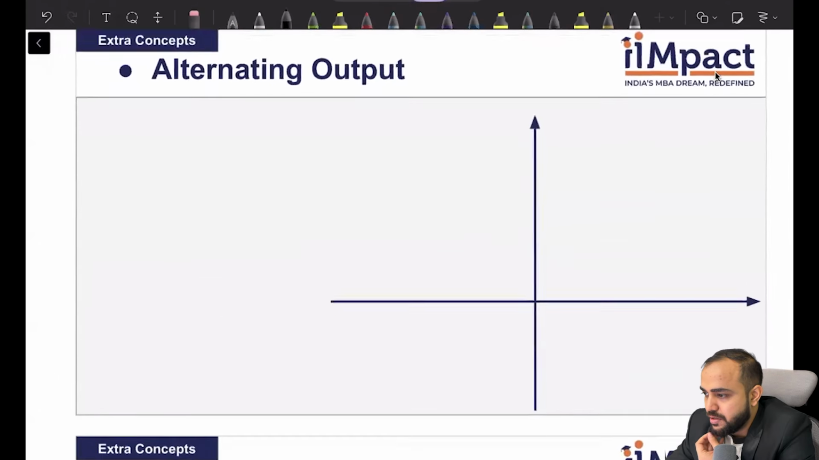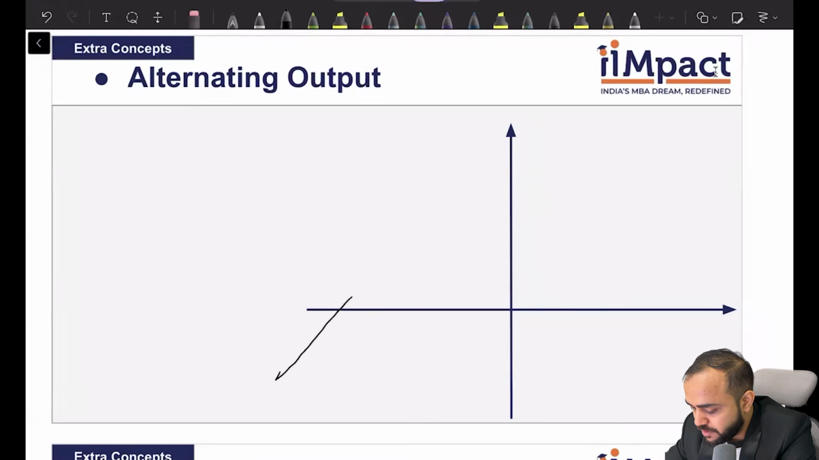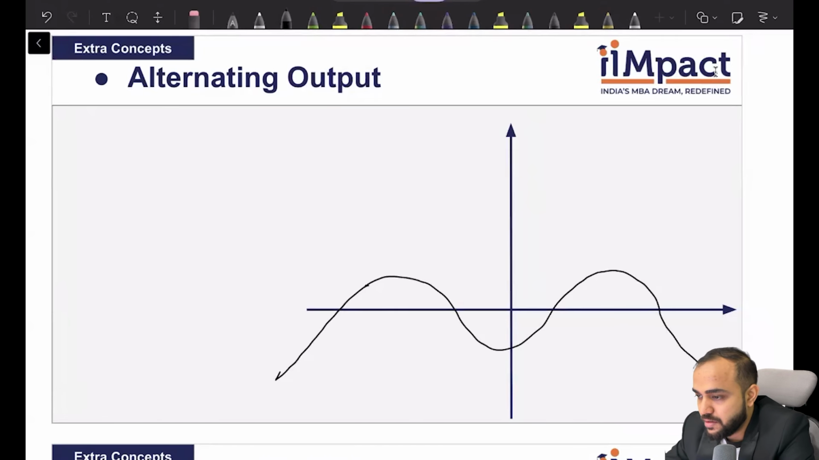All right. Now, alternating output. This was not a PYQ. Basically, if you have roots which are not repeating, your function will go something like this. Between each root, you will cross the function from negative to positive, then from positive to negative, then from negative to positive, and then back to negative.